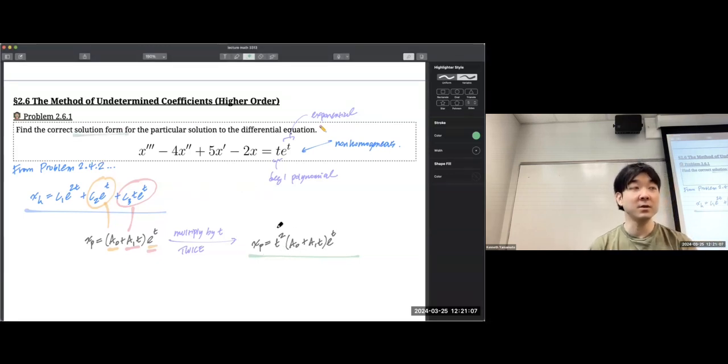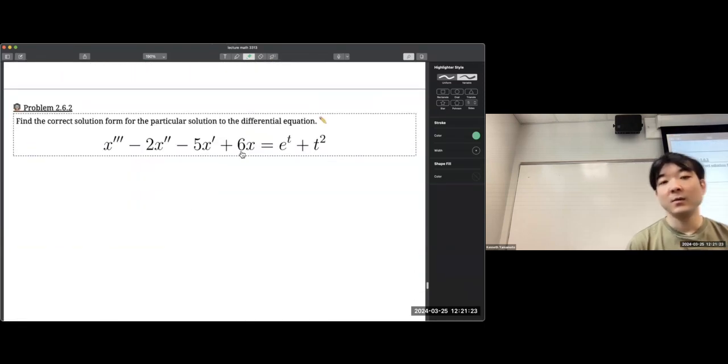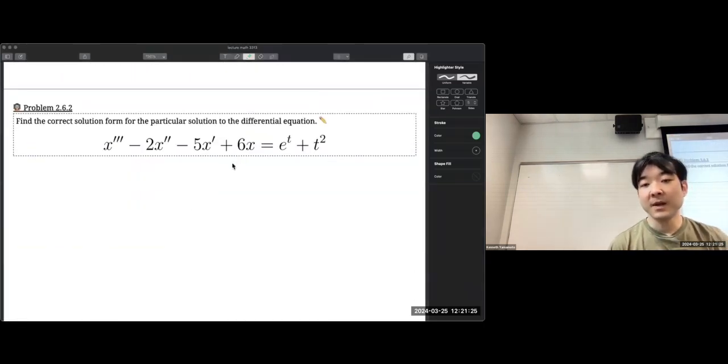But if you were to try to find a naught and a1, you'd have to take the first derivative, second derivative, and the third derivative. Requires like product rule, and it's going to be kind of a lot of work. So we'll do one at the end, but I just want to get the right solution form for these.